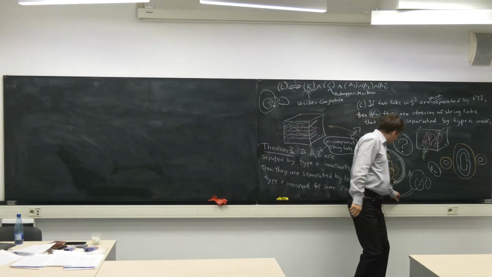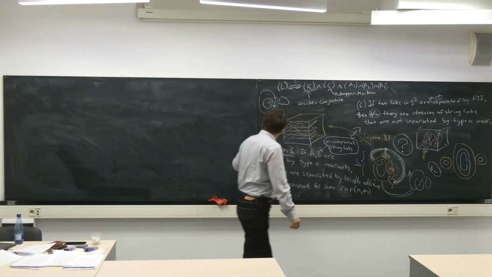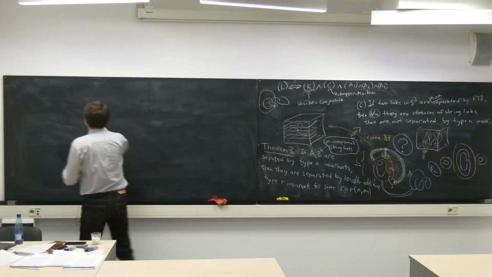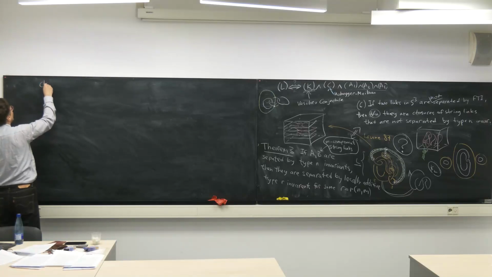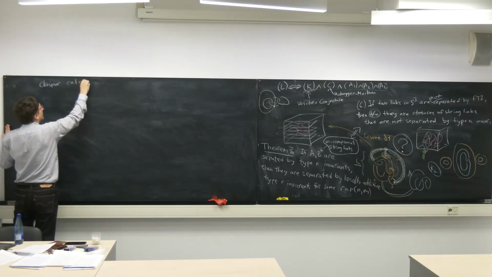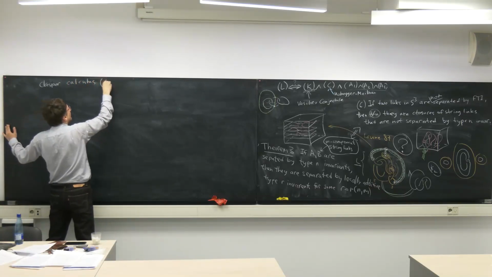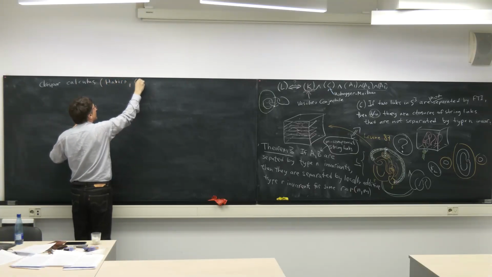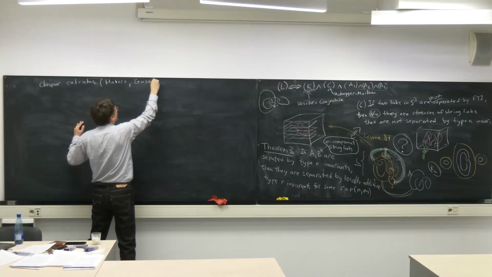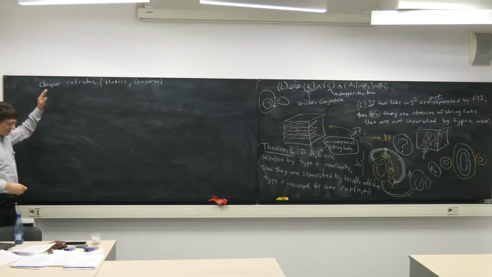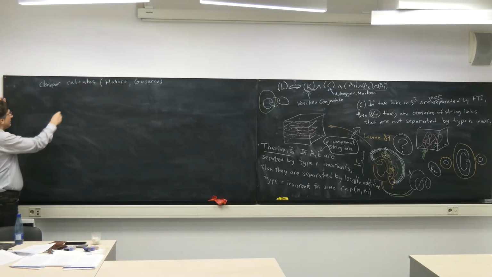Okay, so theorem 3 is going to be proved by means of Clasper calculus of Habiro and Gusarov. They independently invented the same calculus and obtained more or less the same results.